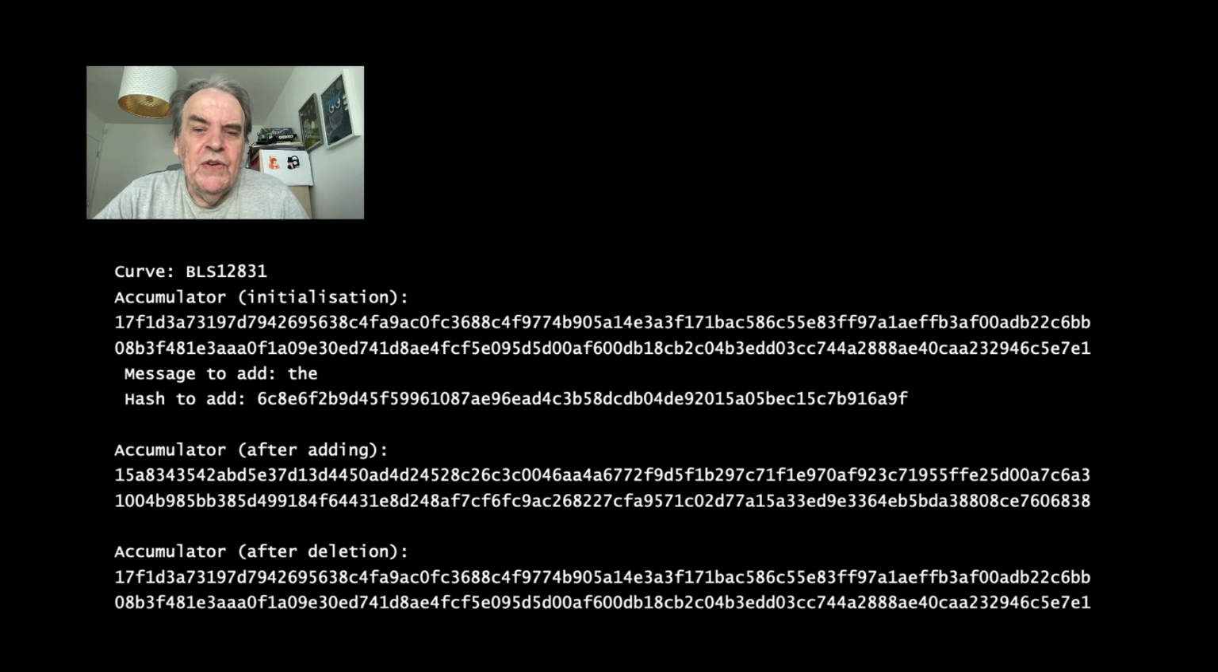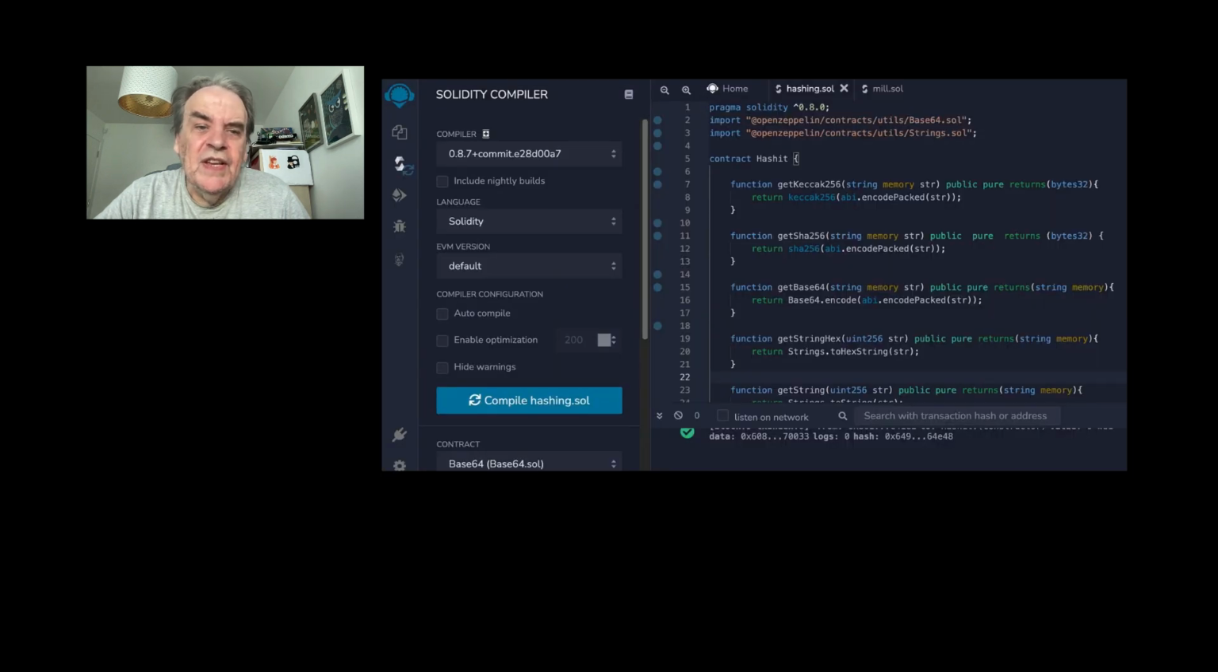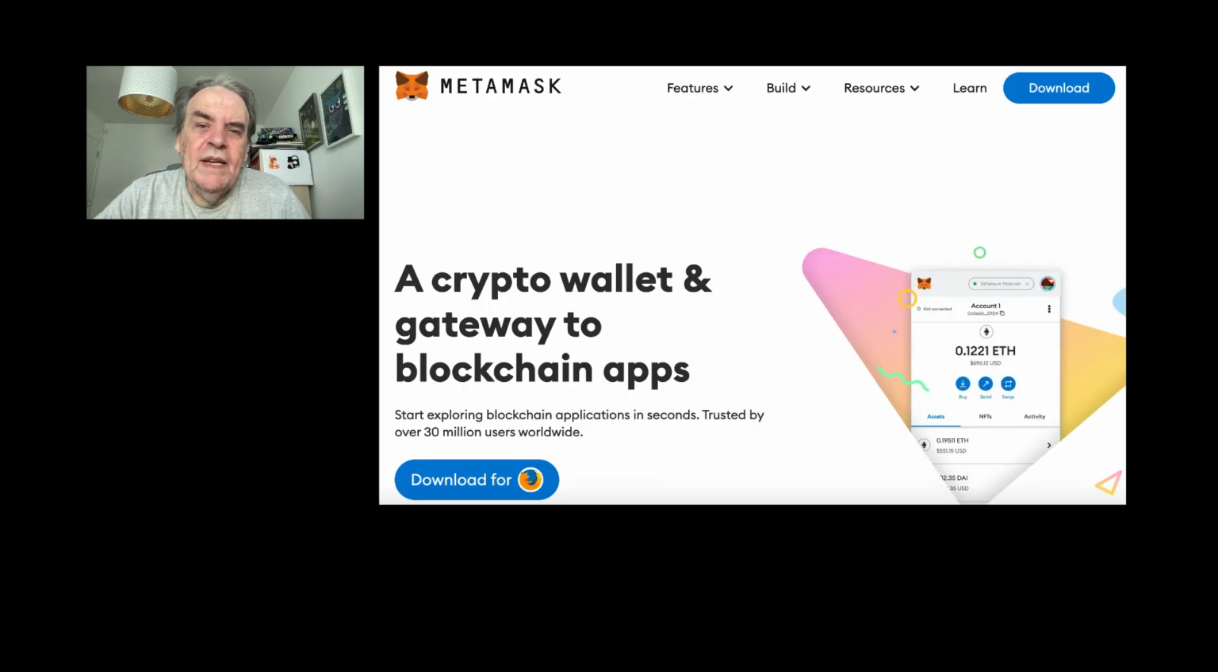An accumulator can be used for zero-knowledge proofs, such as using a BLS curve to create the addition and removal of a proof of knowledge. OpenZeppelin is an open-source Solidity library that supports a wide range of functions that integrate into smart contracts in Ethereum. These include AES encryption, base64 integration, and elliptic curve operations. MetaMask is one of the most widely used blockchain wallets and can integrate into many blockchains.